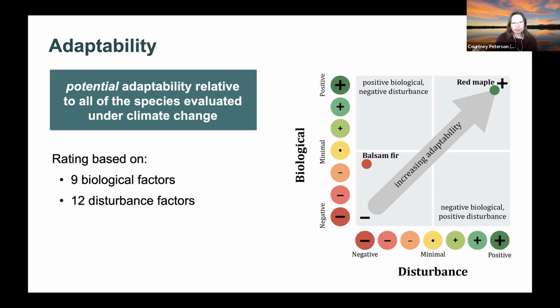We've got an example of red maple on here as highly positive, having a high score for both those biological and disturbance factors. So it's going to have a higher adaptability rating relative to other tree species in the tree atlas. On the other end of the spectrum is balsam fir, which has low negative scores for both biological and disturbance factors. And so therefore it's less adaptable relative to those other species in the tree atlas.